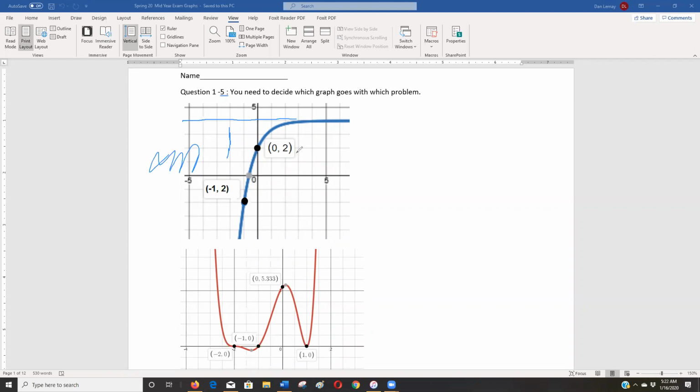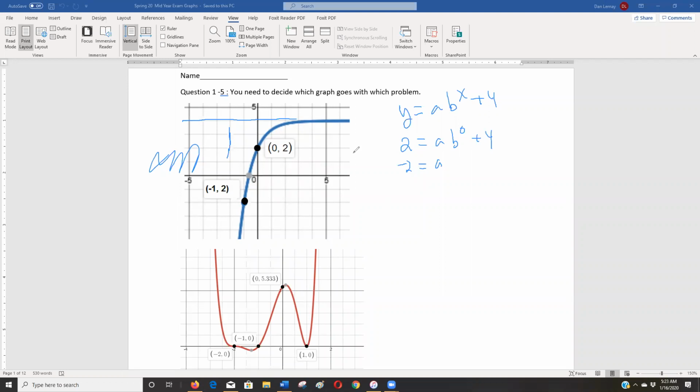So what am I seeing? I'm seeing that this exponential function is shifted up 4, so that's y equals ab to the x plus 4. And I see it passes through the point (0, 2). So 2 equals a times b to the 0 plus 4. I'll subtract 4, and then b to the 0 is 1. So that tells me a equals -2.